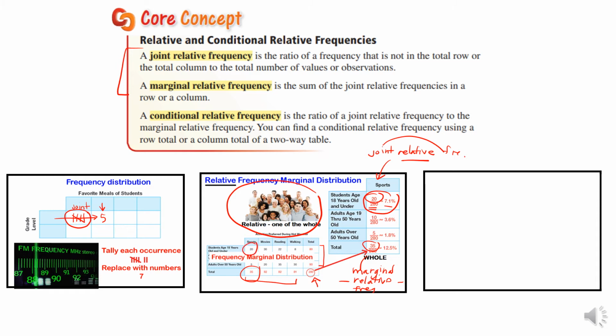This was a joint frequency. When we put it over the total, then it becomes a joint relative frequency. This is a marginal frequency, and when we put it over the whole, it becomes a marginal relative frequency.